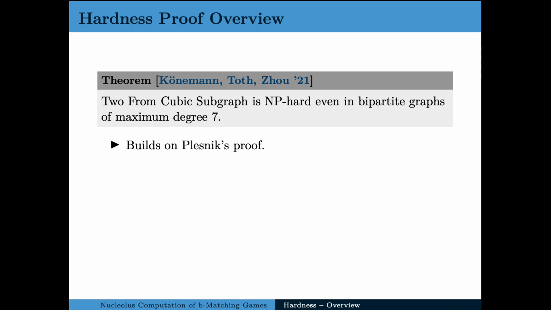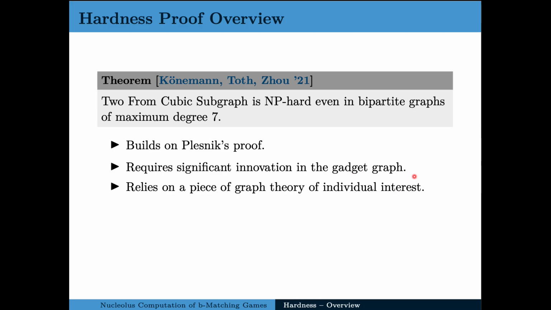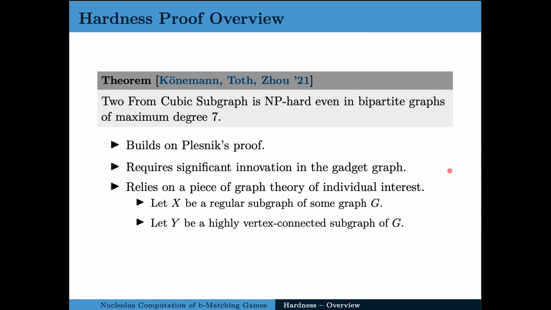Our proof builds on Plesník's ideas, however it requires significant innovation in the gadget graph. It also relies on a piece of graph theory I'll paraphrase below. Let X be a regular subgraph of some graph G, and Y a highly vertex-connected subgraph of G. Either X contains all the vertices of Y, or it contains none of them at all. Now, in the interest of time, I'll omit the details of this hardness proof.